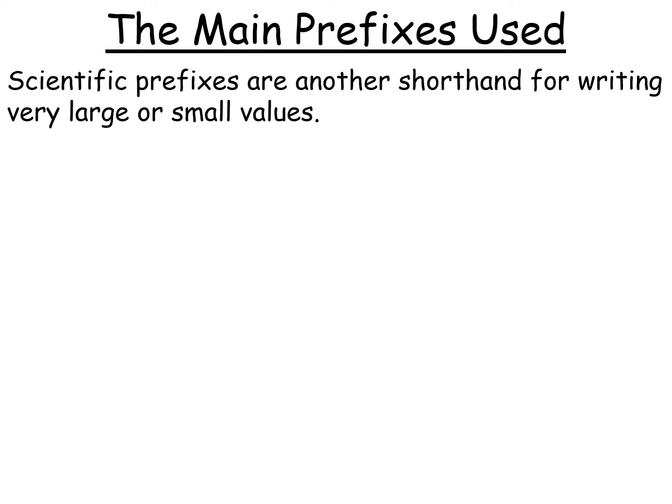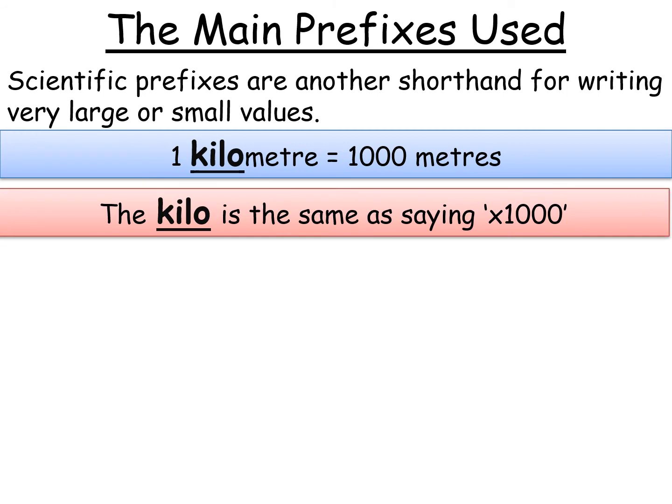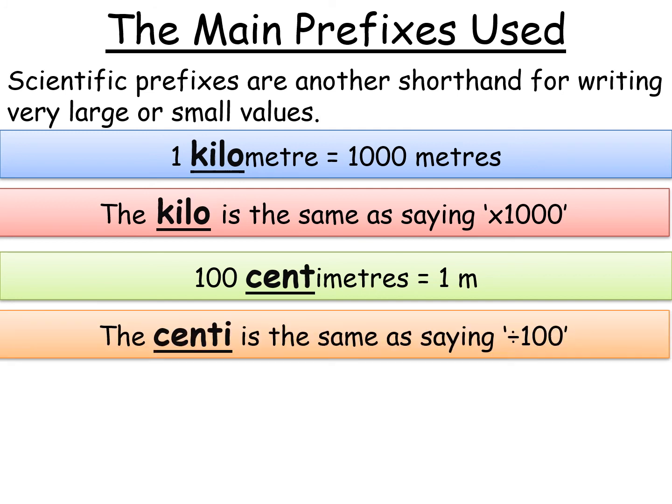Now, here are the most common ones that we're going to use, and I want you to really make an effort to remember these, okay? So 1 kilometer is the same as 1,000 meters. So kilo, or kilo, depending on how you want to pronounce it, you multiply by 1,000. Okay, dead easy. 100 centimeters is the same as 1 meter. So centi means divide by 100.